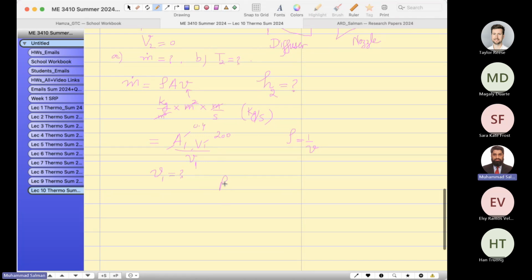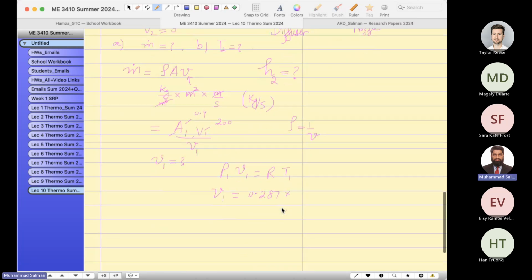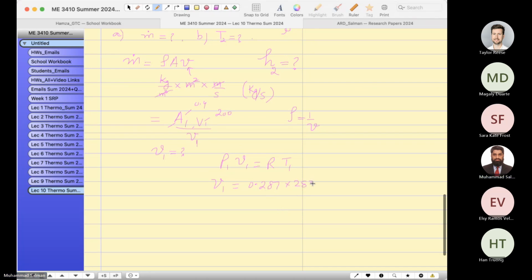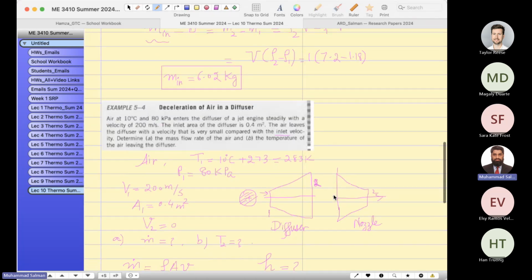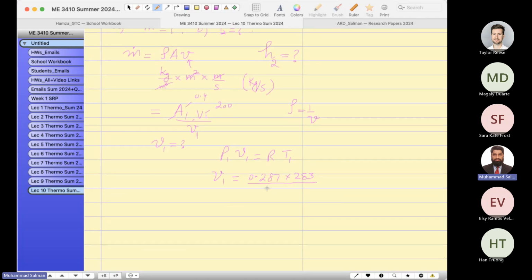Okay, but we do have the ideal gas equation. With the help of the ideal gas equation, you can find out specific volume. R for air is 0.287. Initial temperature is given as 283 Kelvin, and the pressure P1 is 80 kilopascals. So if you solve for this, do you get 1.015 meter cubed per kilogram?